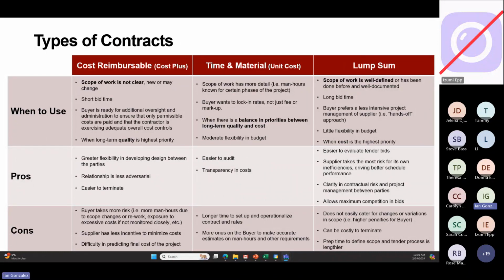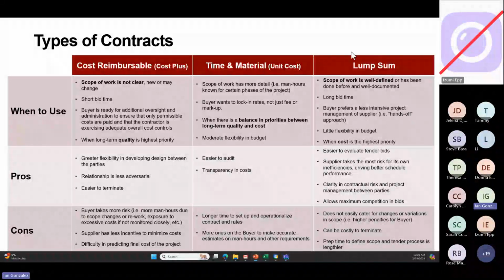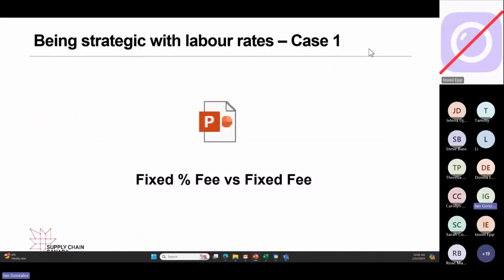All right, now the next portion is, okay, this is strategic sourcing. So how do we strategically shape our commercial rates? Okay, so I got two case studies. The first one is the difference between fixed percentage fee versus fixed fee. A lot of suppliers will have you believe that they're interchangeable. It's just a matter of preference. But I will show you where one is clearly superior over the other.